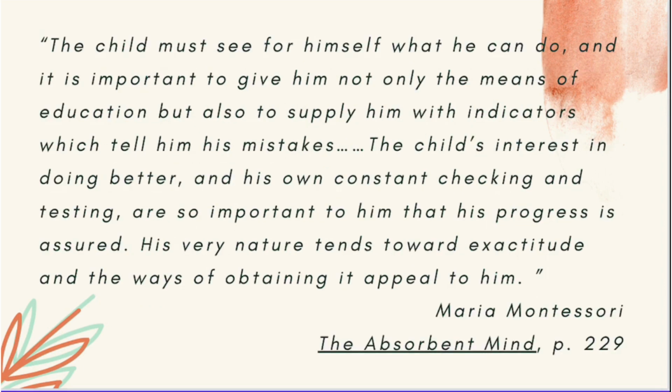The child must see for himself what he can do, and it is important to give him not only the means of education, but also to supply him with indicators which tell him his mistakes. The child's interest in doing better and his own constant checking and testing are so important to him that his progress is assured. His very nature tends towards exactitude, and the ways of obtaining it appeal to him. Maria Montessori, The Absorbent Mind.